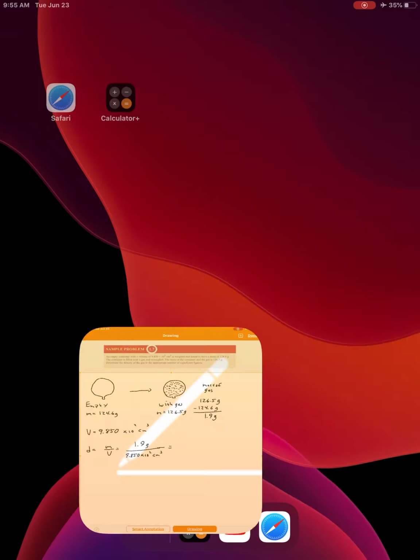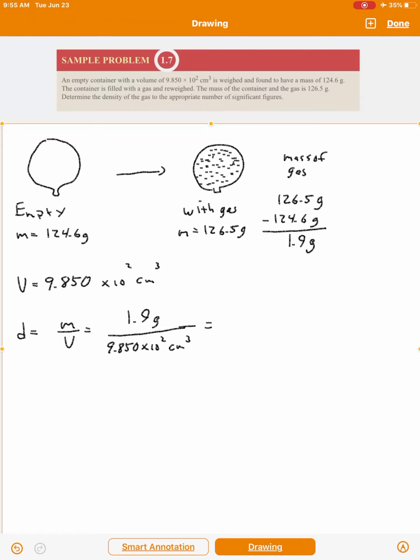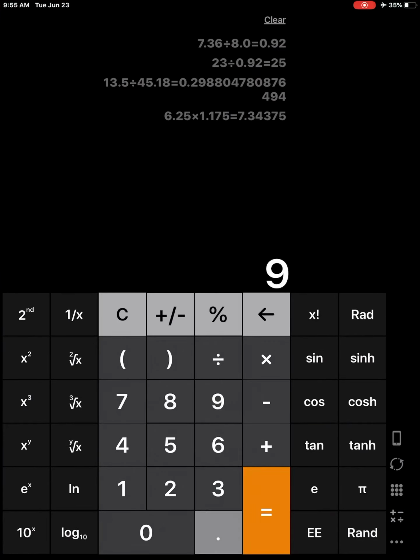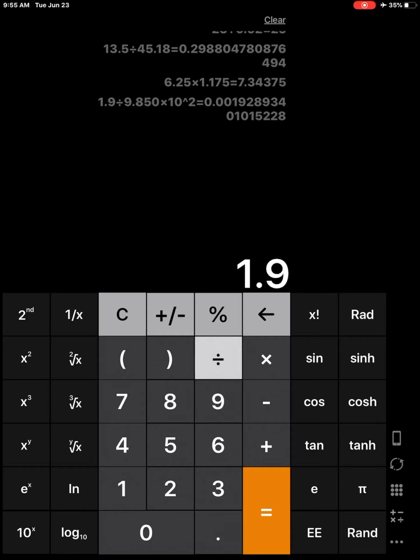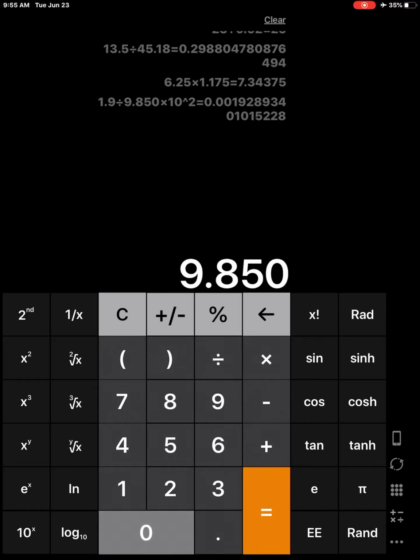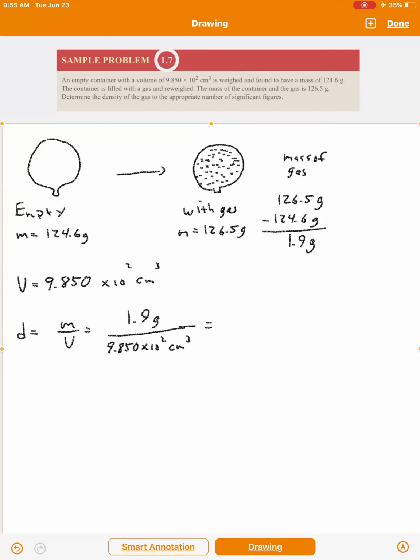Now, let's go through this on a calculator. 1.9 divided by 9.850 times 10 to the 2. See how I entered that in? I'm going to show it to you again. 1.9 divided by 9.850 EE times 10 to the 2. And there you go. It did the arithmetic for us. 0.0019289. Grams are the units on the top. Centimeters cubed are the units on the bottom.